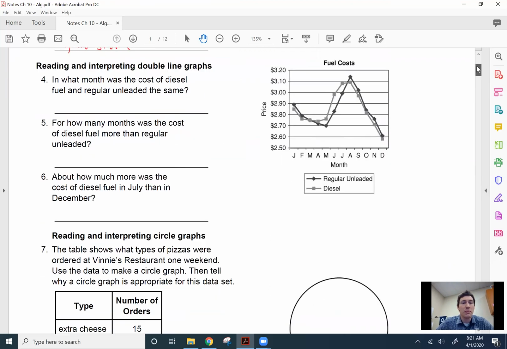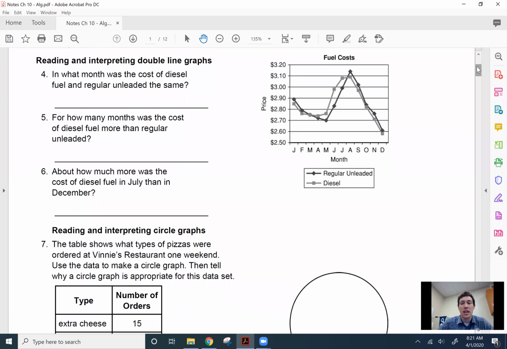All right, next one. It says reading and interpreting double line graphs. So it says, in what month was the cost of diesel fuel and regular unleaded the same? So looking at this, that would mean where the data points matched up perfectly. So like notice here, cost of regular unleaded was slightly ahead of diesel, was slightly higher than diesel. Here, unleaded is still higher than diesel. But notice right here, they are the same.